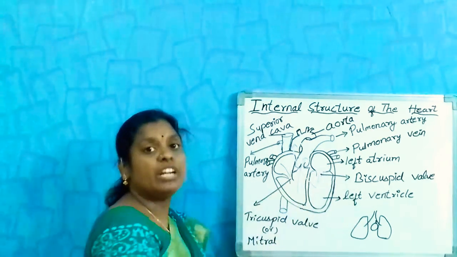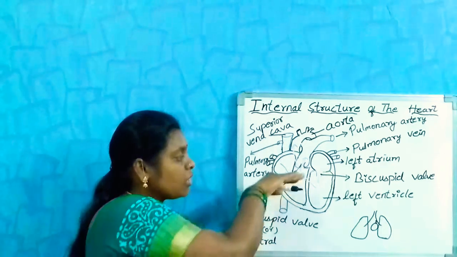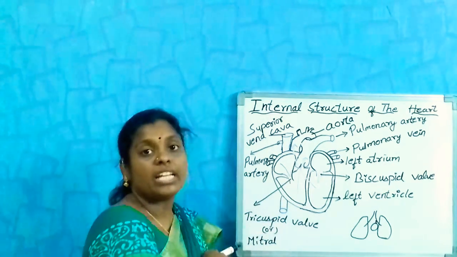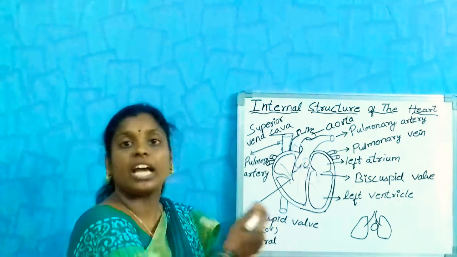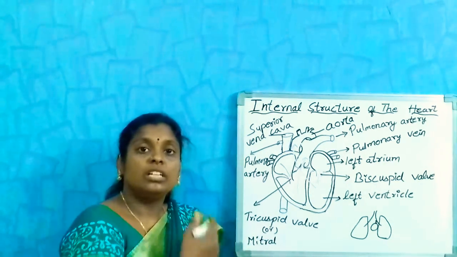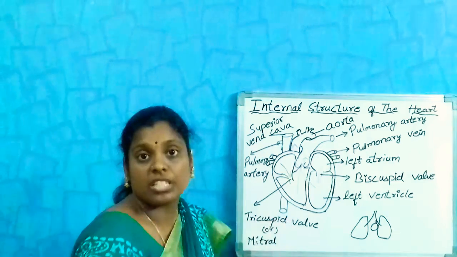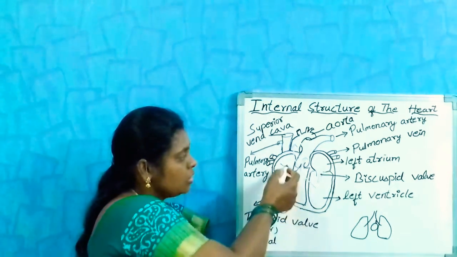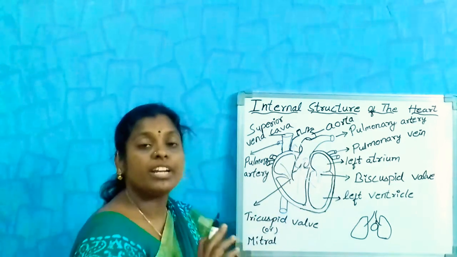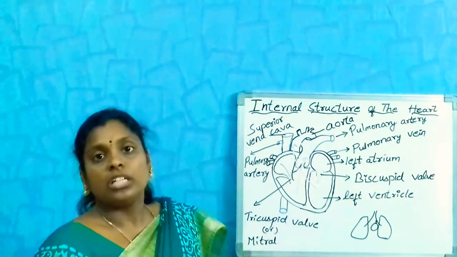If you observe, this is the lower part, the ventricles. The lower part of the heart we call the ventricles. The ventricle present towards the right side is the right ventricle, and the one towards the left side is the left ventricle. So in this way the heart is divided into 4 chambers.